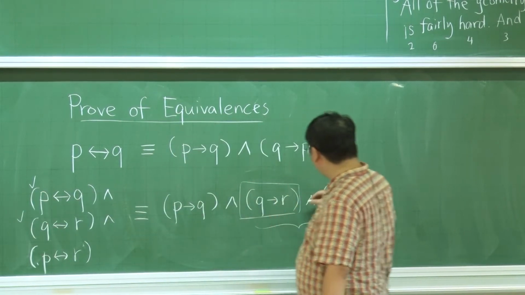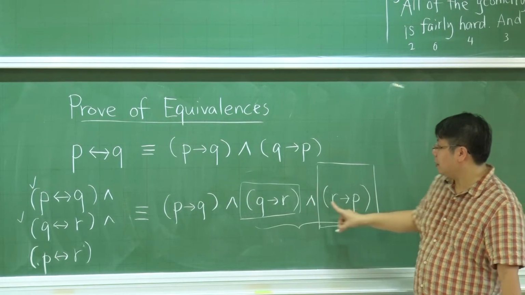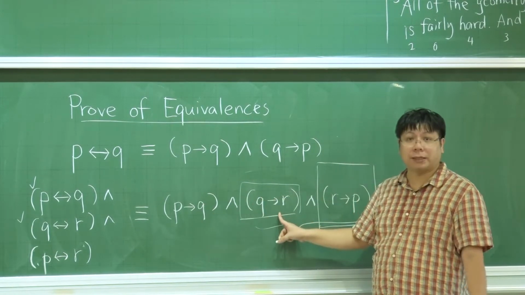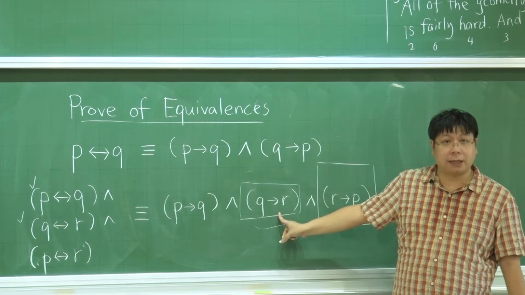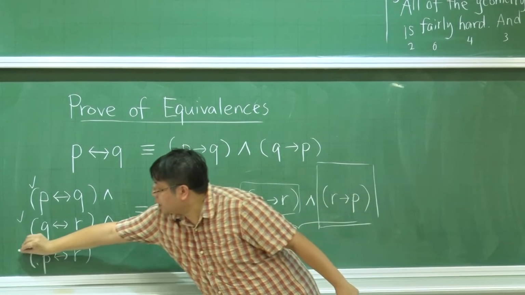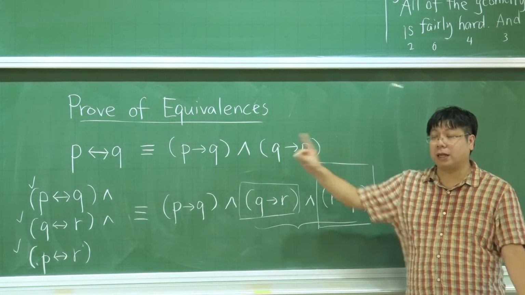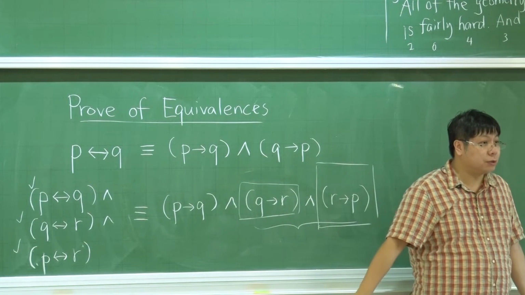And finally, if I have this one, this is R implies P, right? But I have P implies Q, Q implies R, so I will have P implies R. P implies R there, R implies P there. Then I will have this one. So if the right-hand side are all true, then the left-hand side must be true.